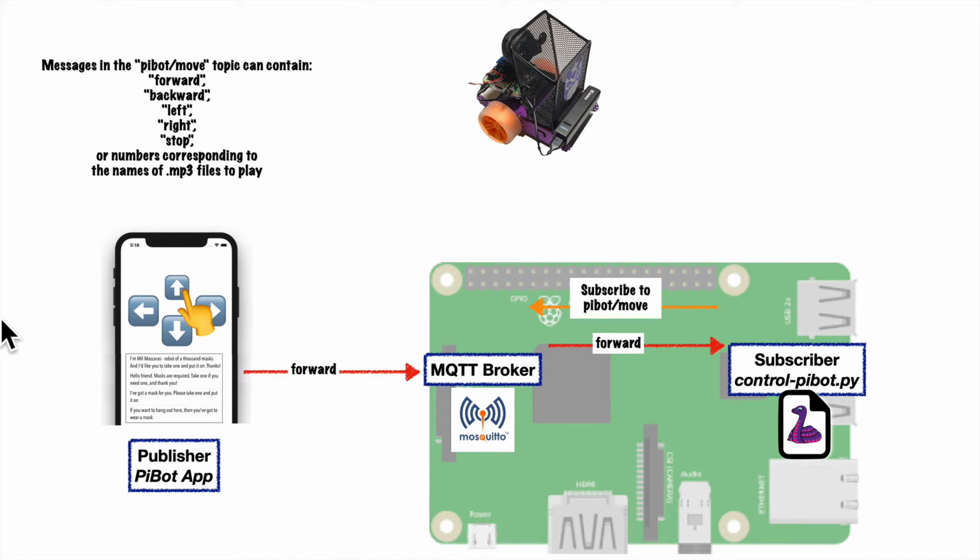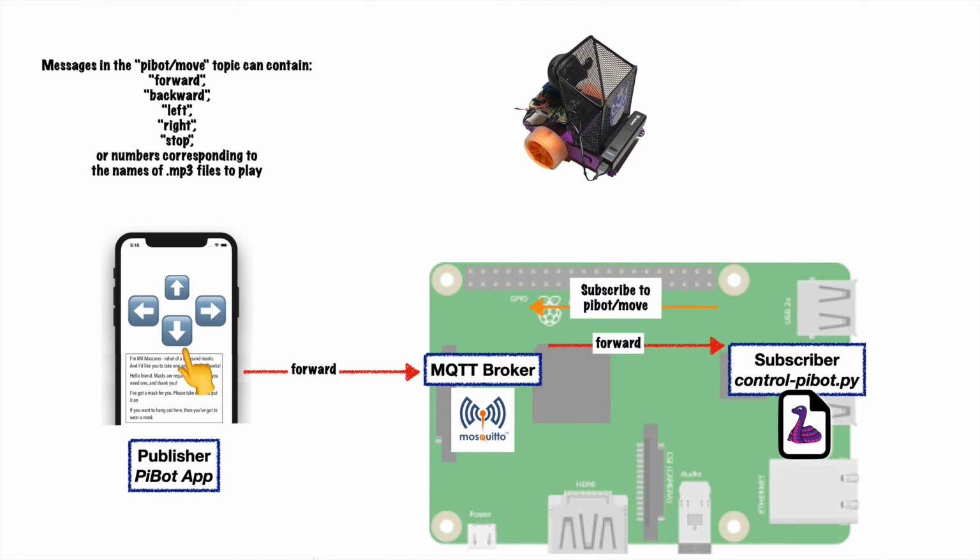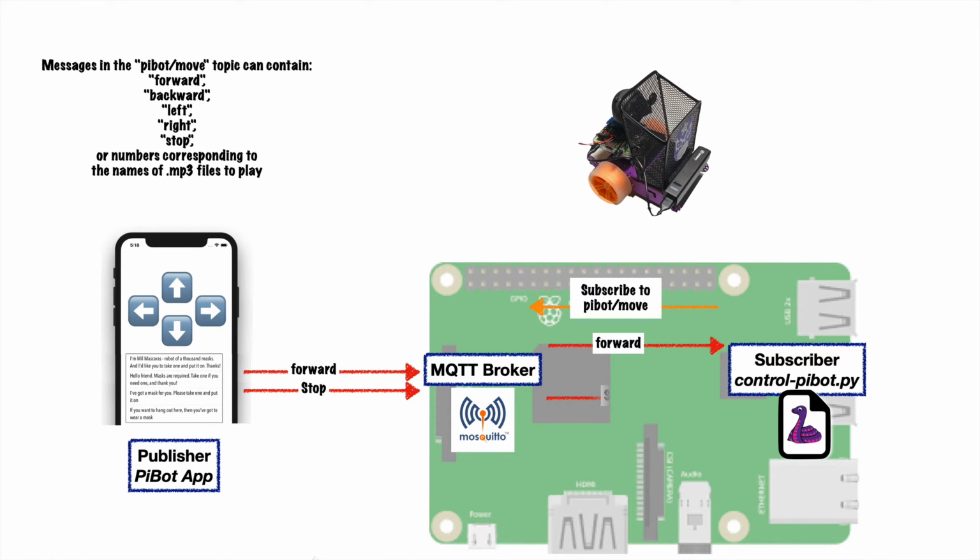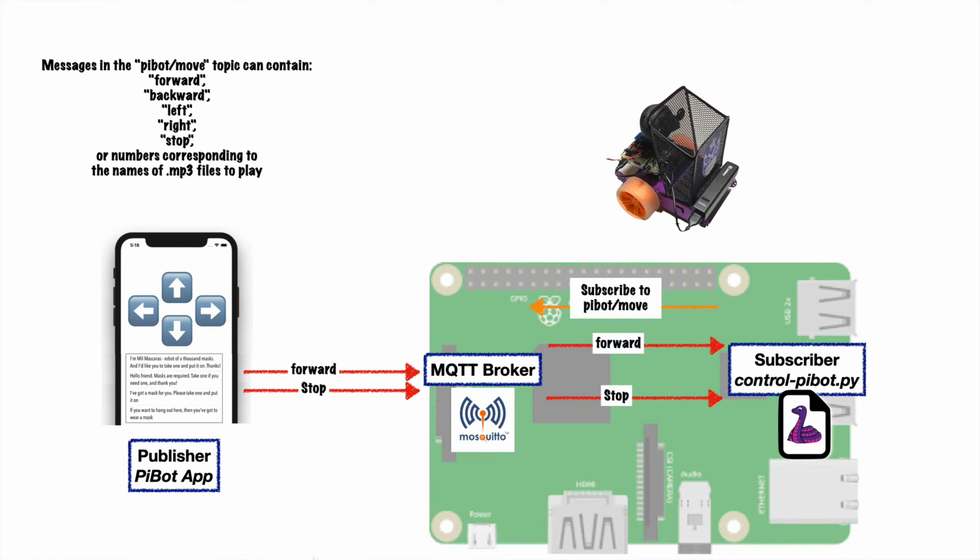Now when the user lifts their finger from the arrow button in the app, a PyBot move stop message is sent. The broker picks this up, it sends it over to the Python program subscriber, and the Python program sets the motor throttle value to 0, stopping the bot. Now it'll do something similar if you push down on the button and then release for left, right, and back, and if a sound is tapped, the app publishes a PyBot move message with the number corresponding to the sound file to play. The broker picks that up, forwards it onto the Python program, which sees the PyBot move message is now a number, and it'll play the MP3 file that has the same name as that number.